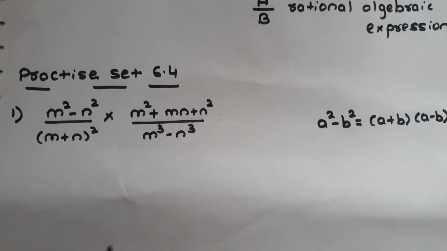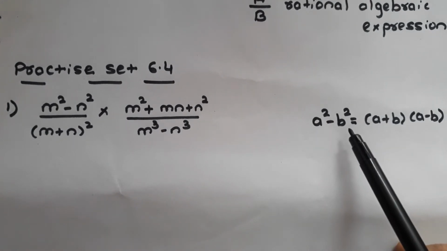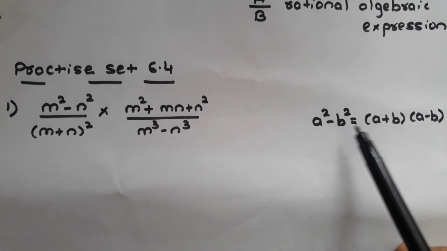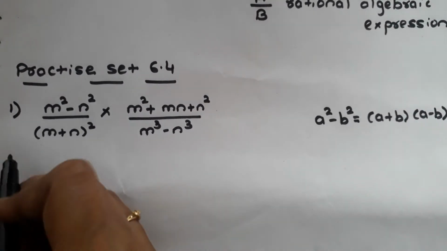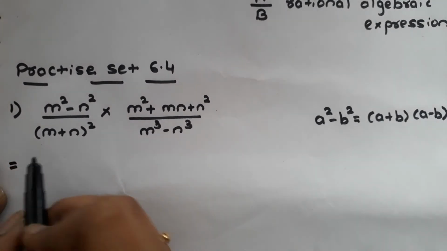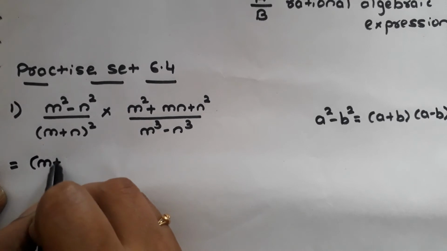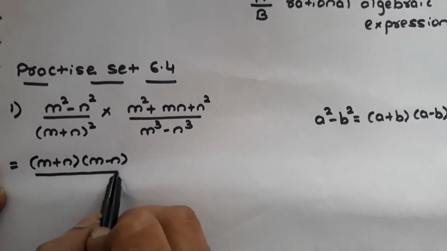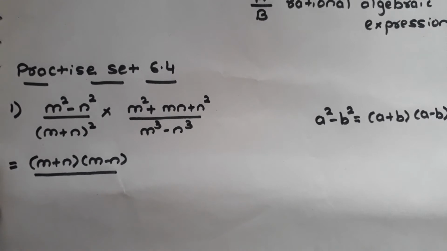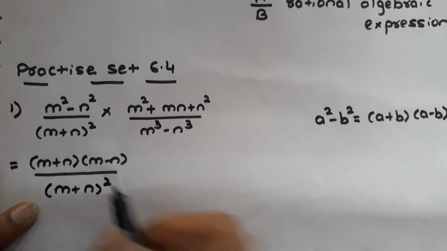So for this algebraic expression, we can use the expansion formula a square minus b square. And we know that a square minus b square is a plus b into a minus b. So now the numerator of the first rational algebraic expression becomes m plus n, m minus n. Now in this case, a is m and b is n. Keep the denominator as it is.